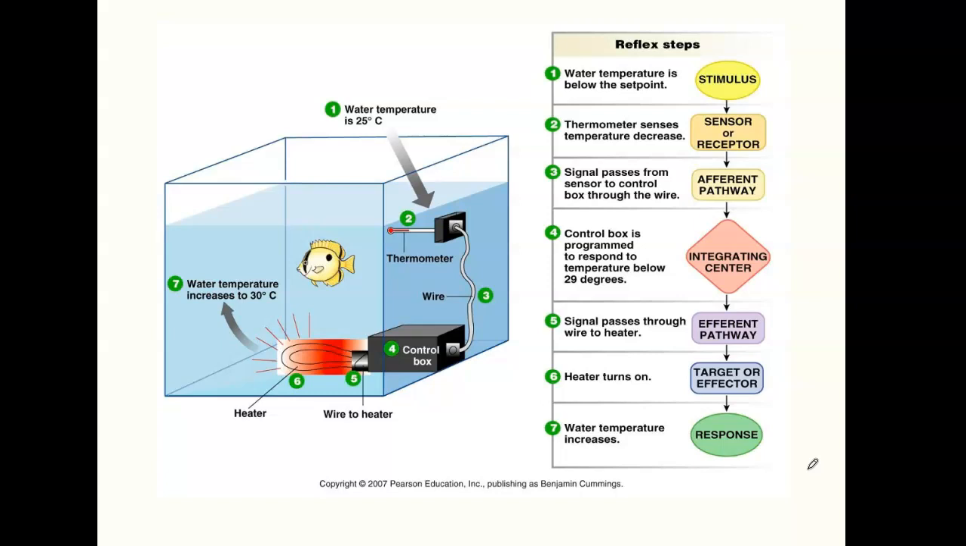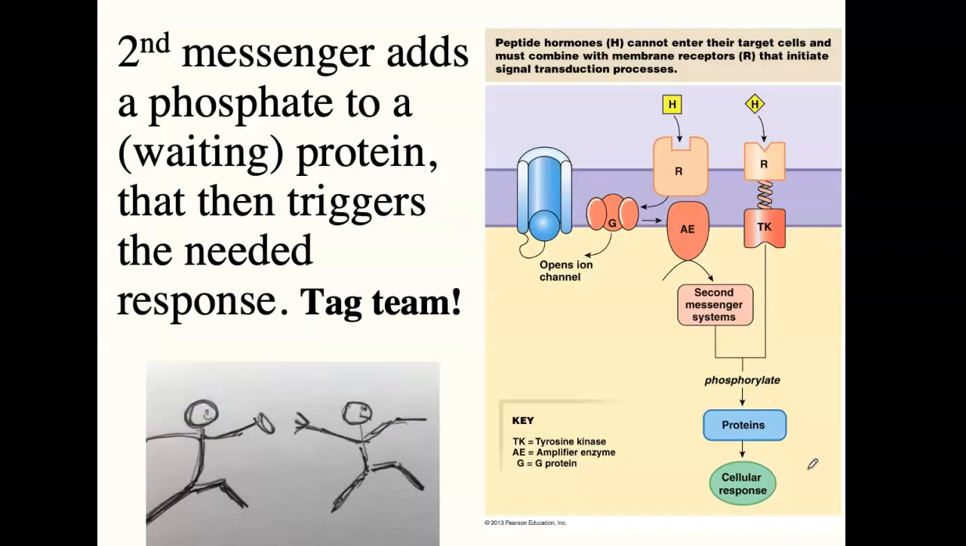Remember, this slide is here just to remind you of this feedback loop and how they're similar to feedback loops when we speak of hormones. This is written out for you so that you can go back and see it. The second messenger adds a phosphate. I'm calling it a waiting protein because the protein was sitting there waiting for that phosphate that then triggers that needed response. It's kind of like a tag team going on. So they're my little stick guys showing the tag team that happens when this hormone lands in its receptor.